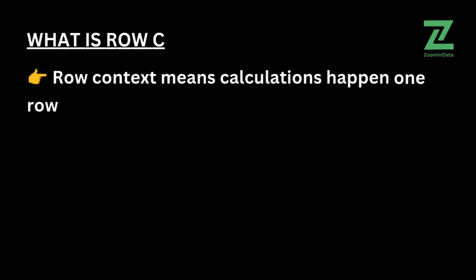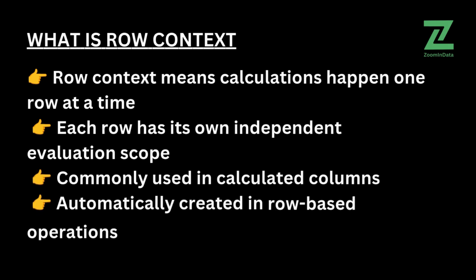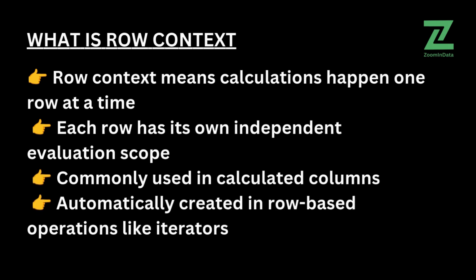Row context means that DAX evaluates calculations one row at a time, giving each row its own evaluation scope. The formula has access only to the values within that specific row. Row context is most commonly used in calculated columns, where each row is processed independently. It is also automatically created in row-based operations, such as iterator functions.